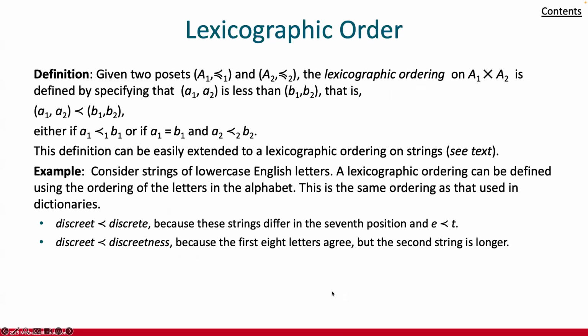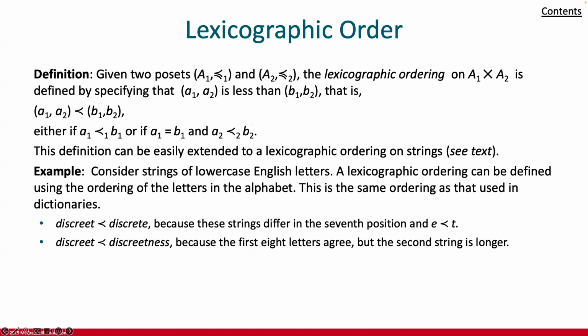Okay, lexicographical ordering. Given two posets, the lexicographic ordering on A1 cross A2 is defined by specifying that (a1, a2) is less than (b1, b2). That is, then we have this relationship and some more caveats there. This definition can be easily extended to the lexicographic ordering on strings, and you can refer to Rosen to get some more insight on that.